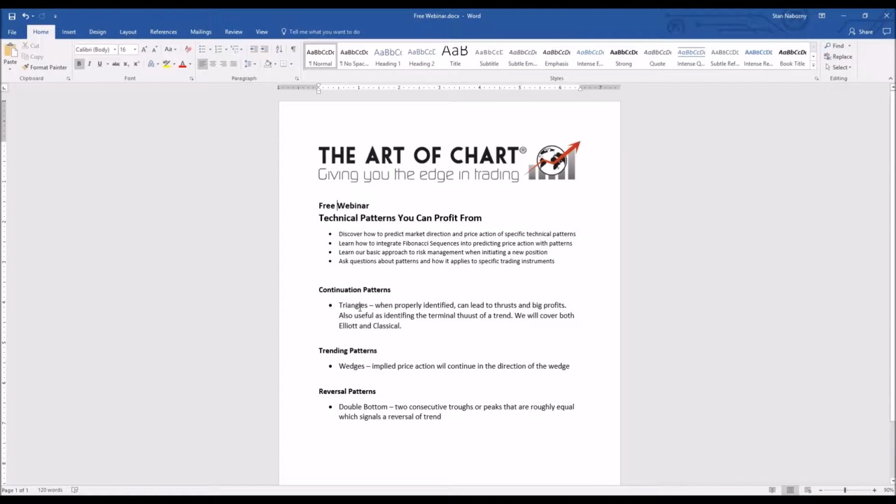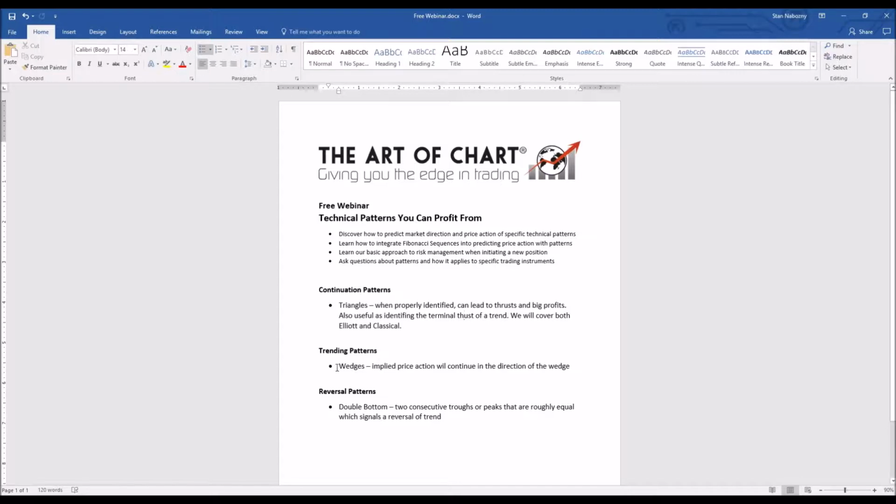Triangles, first of all, are an extremely profitable pattern. Why? Because there's compression involved in a triangle. And from a triangle, you get big thrusts, and with big thrusts in the market, you get big profits. And I think that's the idea. The other thing about a triangle is it helps you identify the terminal side of a trend. So when a trend is going to end, sometimes, not always, but sometimes you see a triangle before a trend ends. And so we look at triangles this way. There are Elliott triangles and there are classical triangles, so we'll talk about both.